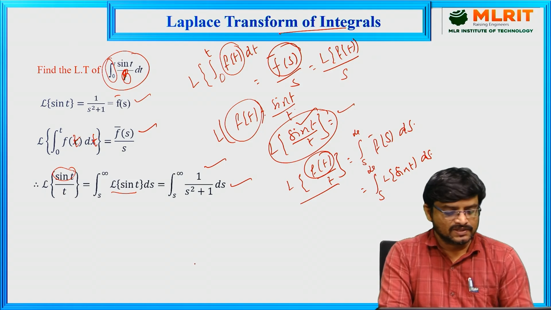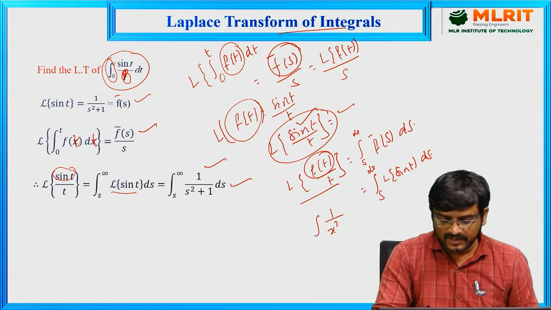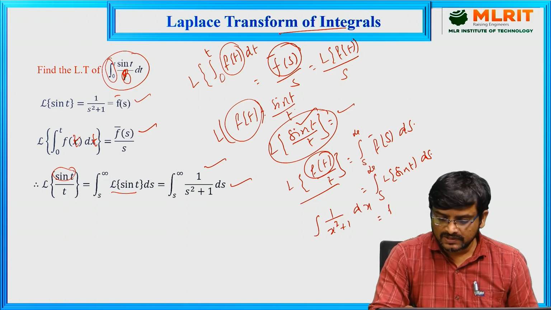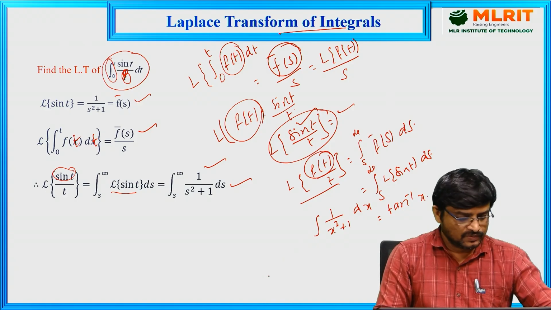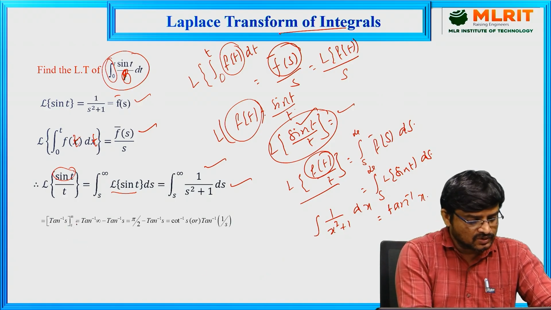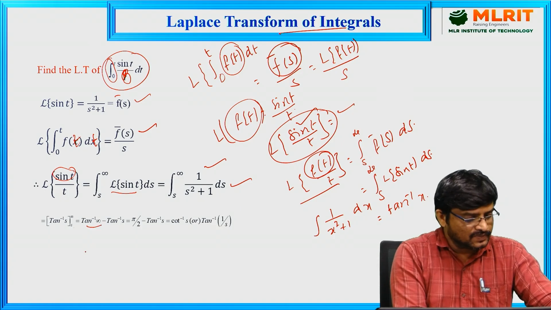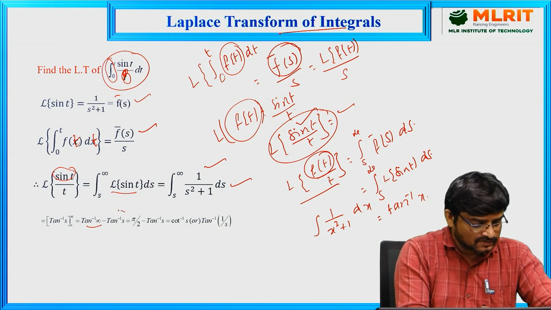Now apply the formula, integral of 1 by x square plus 1 dx. This can be written as tan inverse x. So you will get tan inverse of s, with limits s to infinity. First substitute the upper limit. So tan inverse infinity minus tan inverse s.